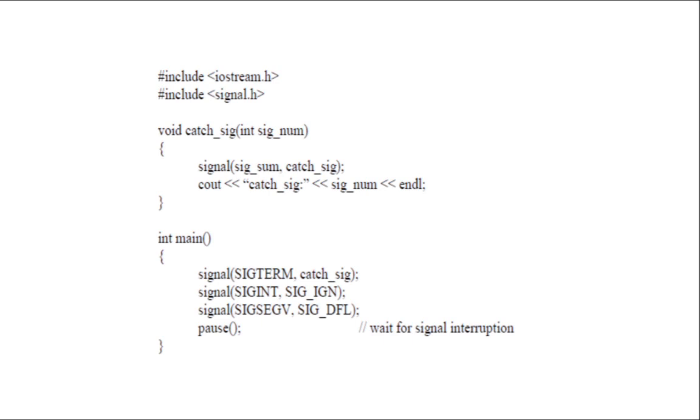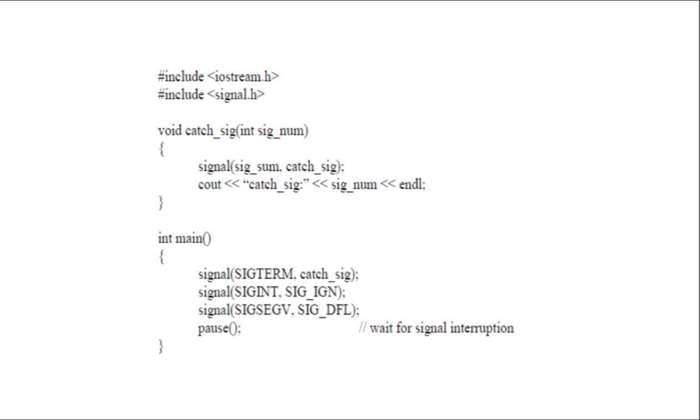That is a segmentation, memory related signal. That is, if any error happens related to memory, SIGSEGV will be generated. So for that signal, what is the action it is going to take? The default action it is going to take is to terminate. That is the default action.